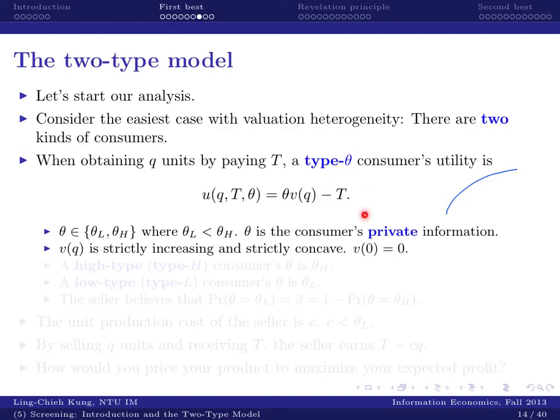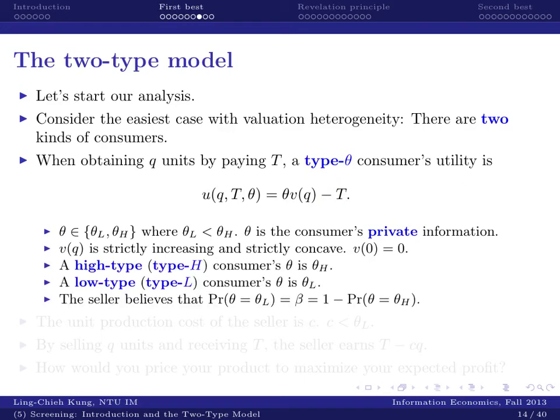Okay, T is a price or the transfer from consumer to the producer. So no consumer wants to pay a lot. So that's why for each dollar you pay, there is a 1 unit of utility loss. In this case, we say a consumer having theta H as their theta's value is a high type or type H consumer, and similarly low type or type L consumer's theta is theta L.